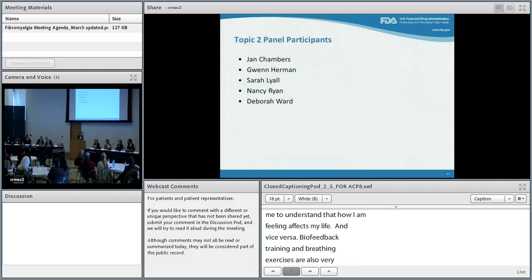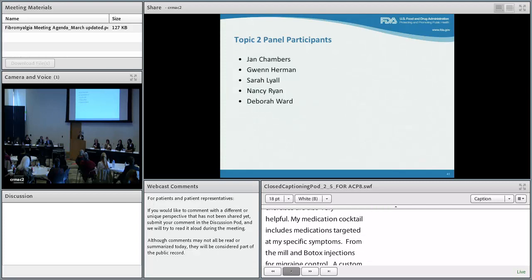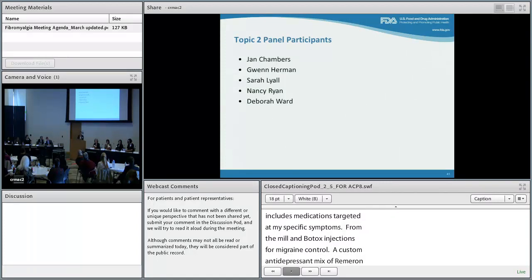My medication cocktail includes medications targeted at my specific symptoms: verapamil and Botox injections for migraine control, a custom antidepressant mix of Remeron that gives much-needed deep sleep, and low doses of Zoloft and Abilify to address depression, anxiety, and some of the pain. With the insomnia and depression in remission, I'm much more able to emotionally deal with the remaining pain symptoms.